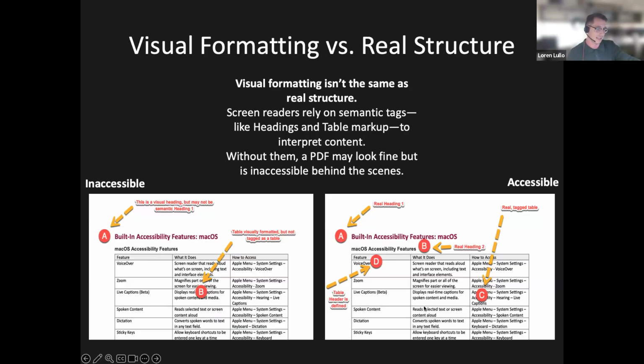And obviously we can see we have a real tagged table that was built as a table from the ground up. We have our rows, our header row is defined, so it knows that this top part is not the same as everything below it. So I just wanted to show that to give a visual representation.